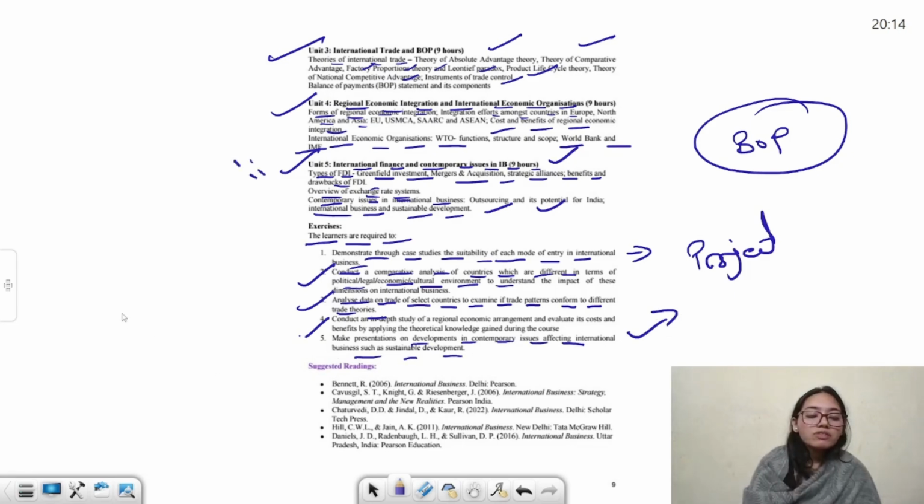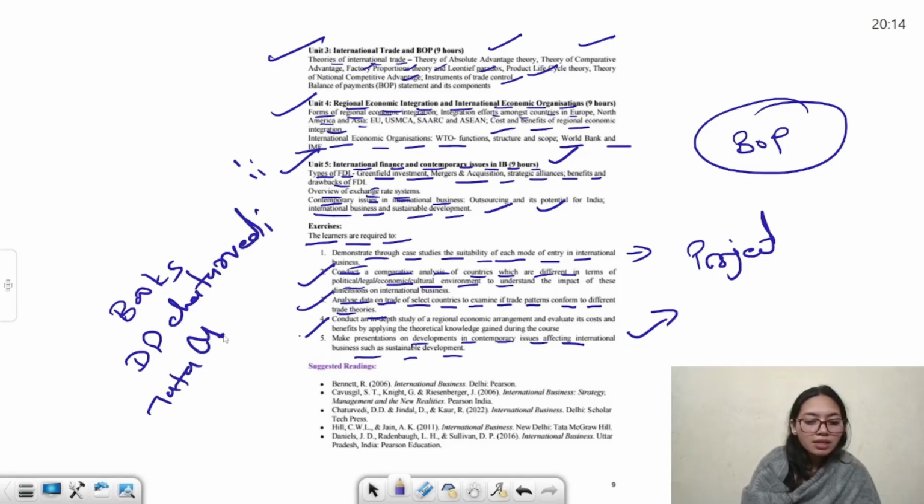There are some suggested readings, like you can refer to the book by D.D. Chaturvedi for your exam, and also Tata McGraw-Hill's International Business book. Here are some suggested readings.